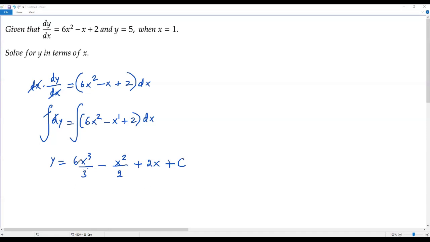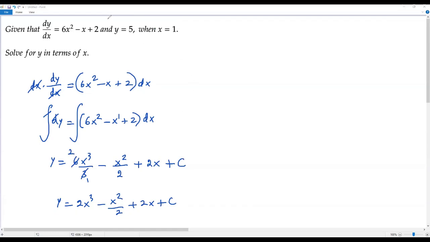Now let's do all possible simplifications. Here 3 goes into 3 one time, 3 goes into 6 twice. So I'm getting y equals 2x³ − x²/2 + 2x + c. I've almost solved for y, but there is one more thing I have to do. I have to find the value of this integral constant c using this information, that is y equals 5 when x equals 1. I have to plug in x equals 1 and y equals 5 into this expression to evaluate the value of c.